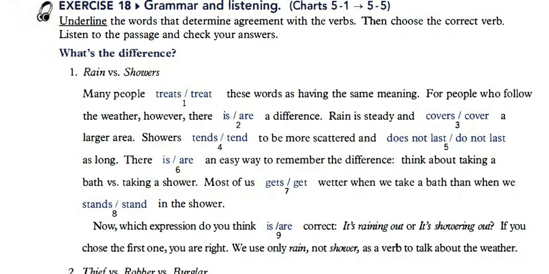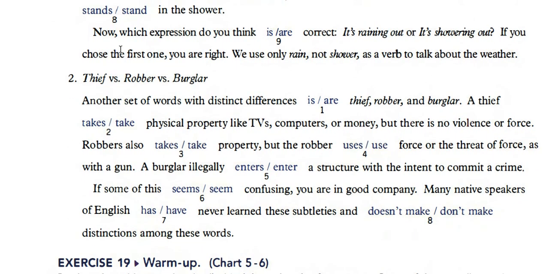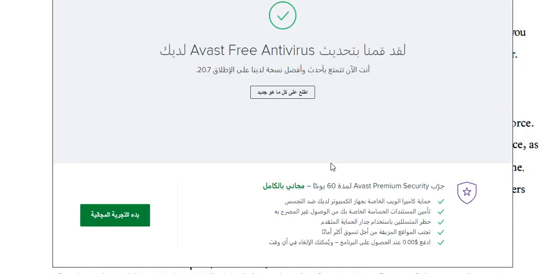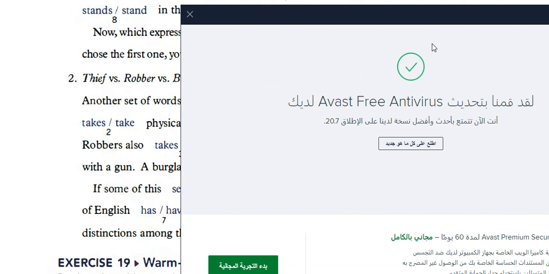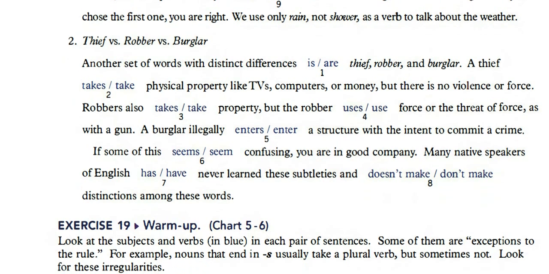You can continue it and follow the second story, thief versus robber and burglar. Here we have to differentiate between the three words. It's related to thief or stealing something, but each one has a function. Like here, you can read the story and find out what we mean. A burglar illegally enters a structure with the intent to commit a crime. Here he is talking in general about the person who commits burglary. Okay, fine. So at this exercise we can recognize how important it is.